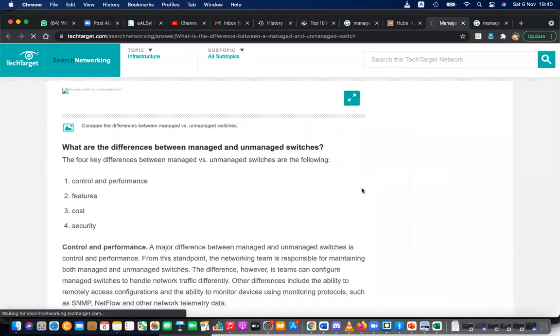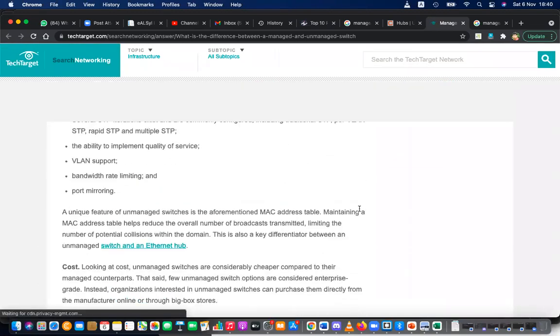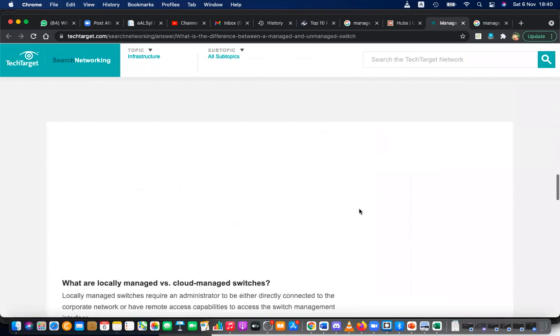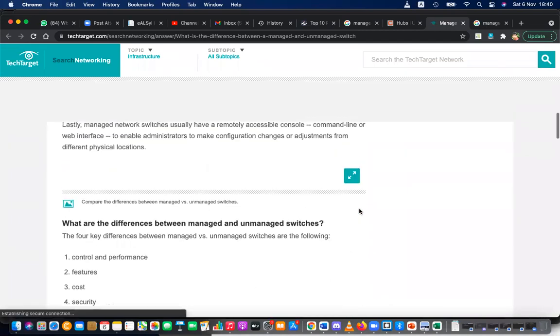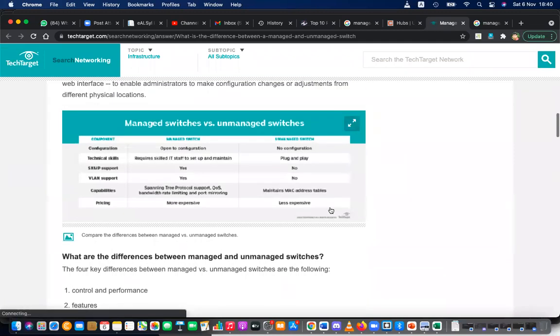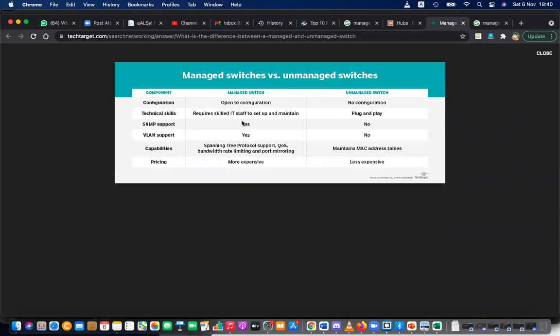Otherwise, other teachers or others may argue that this is not true. But I'll show you these things with evidence, then you have to trust that. A managed switch is actually open to configuration here. No configuration is the unmanaged, plug and play, and it maintains MAC address tables. It is less expensive, right? And here it actually has bandwidth limitations, managing, SNMP and all, VLAN support.